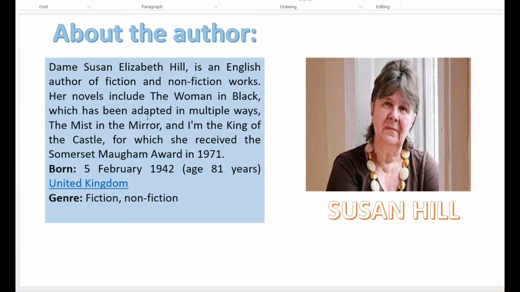So you can see in the pictures it looks something like this. She was born on 5th February 1942. She is an old woman now, 81 years, born in the United Kingdom, that is UK, in England. And the genres she used to write in are fiction as well as non-fiction.